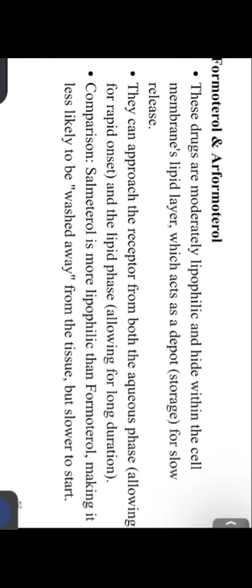For formoterol and arformoterol, these drugs are moderately lipophilic and hide within the cell membrane's lipid layer, which acts as a depot or storage for slow release. They can approach the receptor from both the aqueous phase, which allows for rapid onset, and the lipid phase, allowing for long duration. So, in comparison, salmeterol is more lipophilic than formoterol, making it less likely to be washed away from the tissues, but it is slower to start.